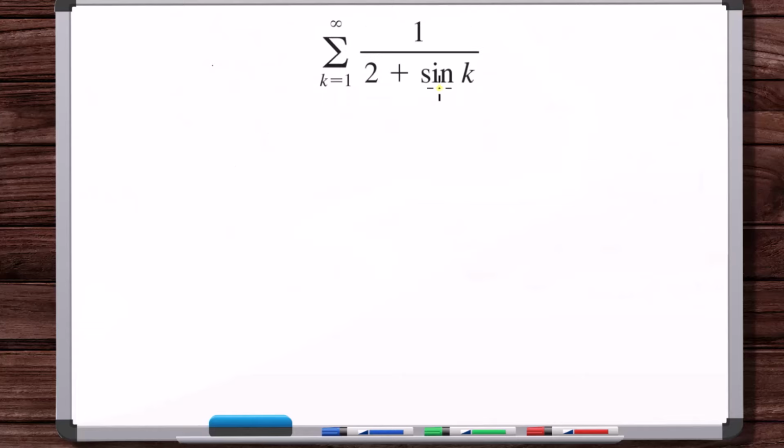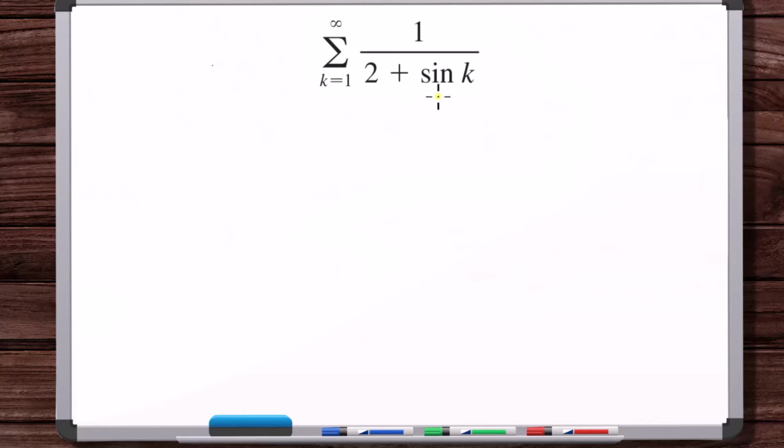Okay, so I'm thinking we can use a bit of an unconventional comparison test here. So sine of k is, well, actually let's do this. Let's do the absolute value. Let's test for absolute convergence. If we think about the absolute value of this, what that would mean is, well, no, that wouldn't work.